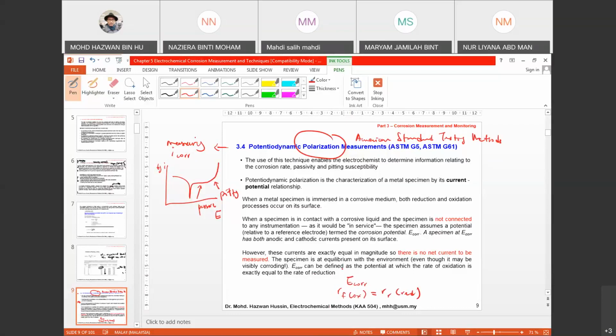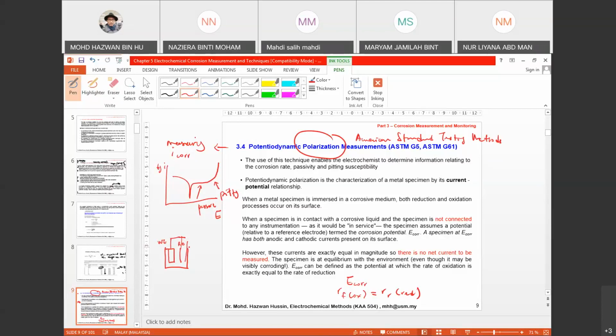Okay, so in order to do this measurement, you need to put in a cell. You have your specimen with a fixed area serving as the working electrode, and this will be connected to a potentiostat. You also have a reference electrode, which serves to, anyone still remember what is the function of the reference electrode?